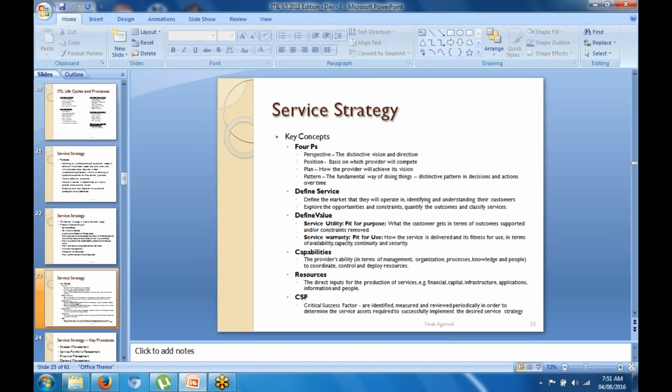Critical success factors are identified, measured and reviewed periodically in order to determine the service assets required to successfully implement the desired service strategy. Now the CSF is also defined, whether we will be critical success factor.